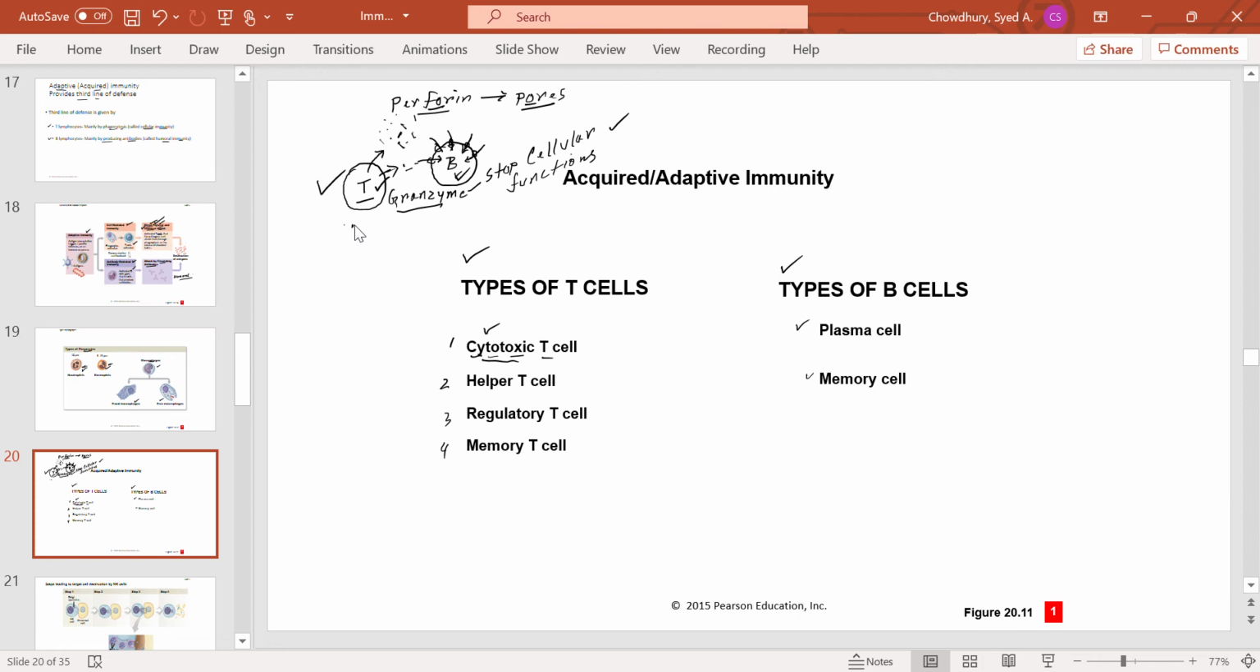Okay, and cytotoxic T cells are also known as natural killer cells. So some natural killer cells are cytotoxic T cells.